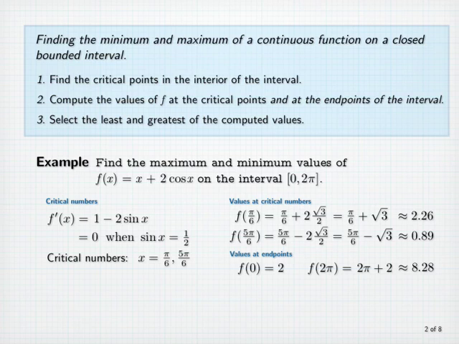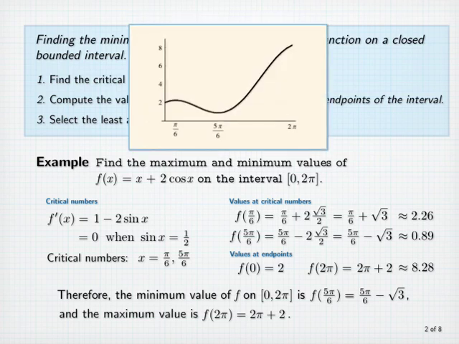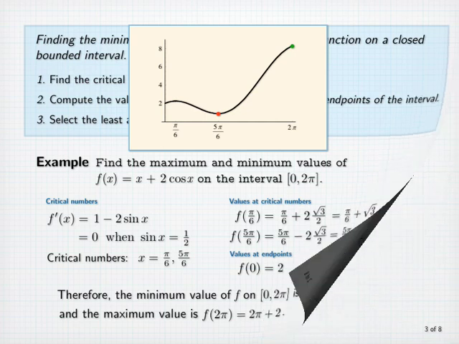So by comparing these values, we can now say that the minimum value of f on the interval 0 to 2 pi is the value at 5 pi over 6, which is 5 pi over 6 minus the square root of 3, and the maximum value is the value of f at the right endpoint 2 pi, which is 2 pi plus 2. Here's the graph of that function. Notice the minimum value occurring at 5 pi over 6, and the maximum value occurring at the endpoint 2 pi.